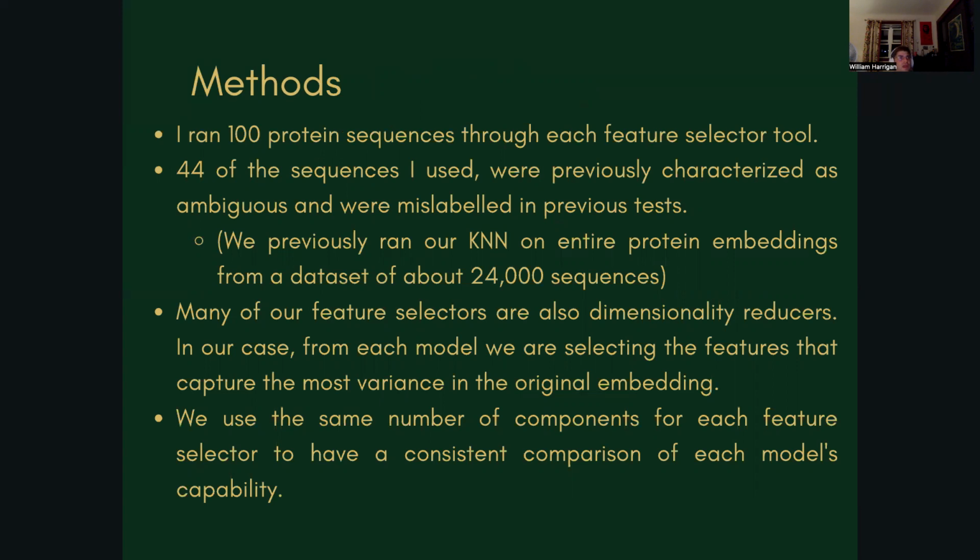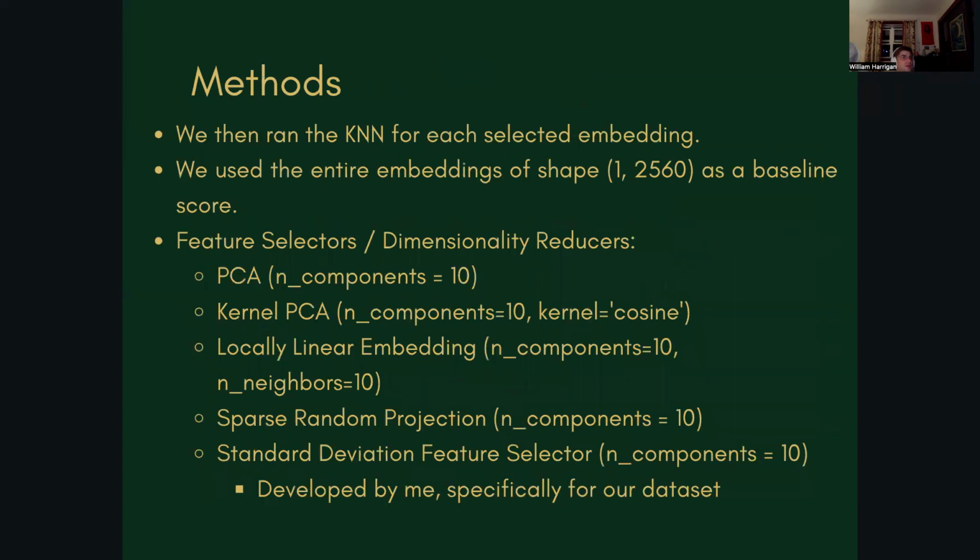Basically I use a KNN on about 100 sequences for this project. And then I use a PCA, a kernel PCA, local linear embedding, sparse random projection, and then I generated a feature selector based off of the most standard deviation from each column. I was thinking that if a column had more standard deviation, maybe it had more importance because each amino acid was really impacted by that layer.